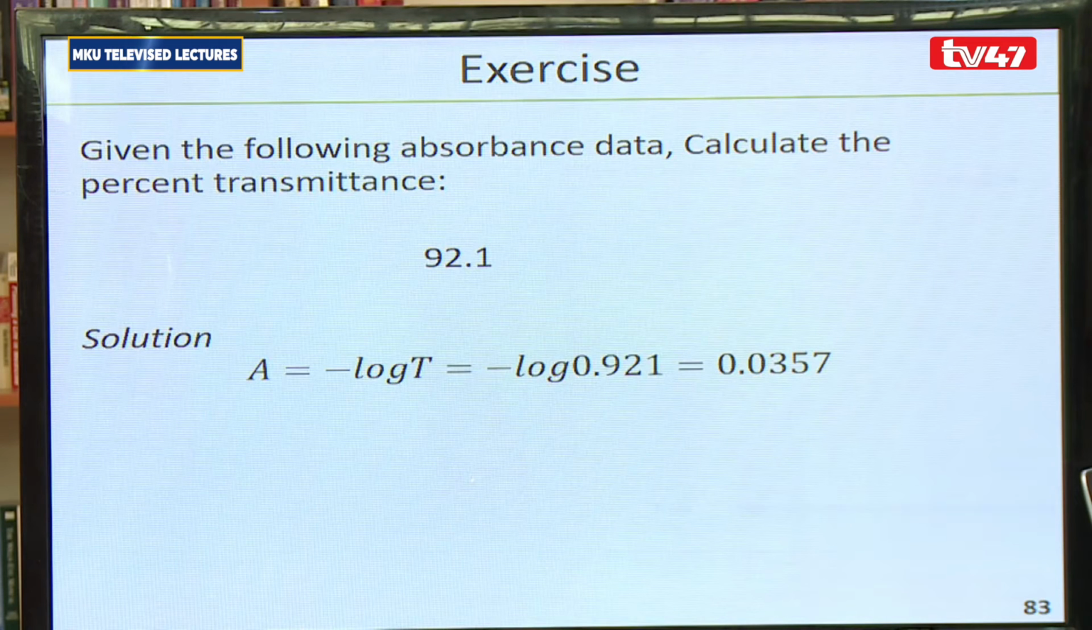So let's look at an example of how you are able to calculate absorbance from transmittance. We have been given a percentage transmittance of 92.1, and we are required to calculate the absorbance. Already we know that absorbance is the negative logarithm of transmittance. So 92.1% translates to a transmittance of 0.921, and you just need to get the negative logarithm of it, and you record that as the absorbance.